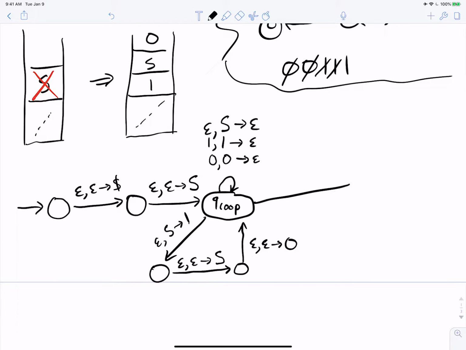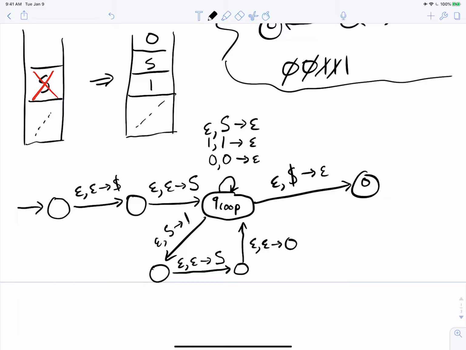So here, we're going to go to a 4th state, or I guess a 6th state. Epsilon dollar sign goes to, let's just say epsilon, I want to make the stack clean, and then go to a final state.